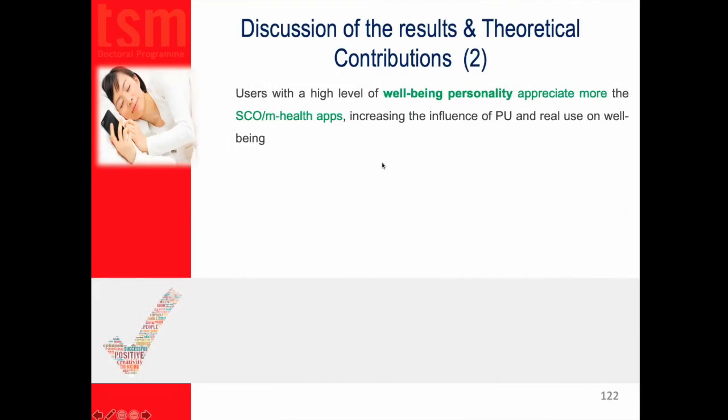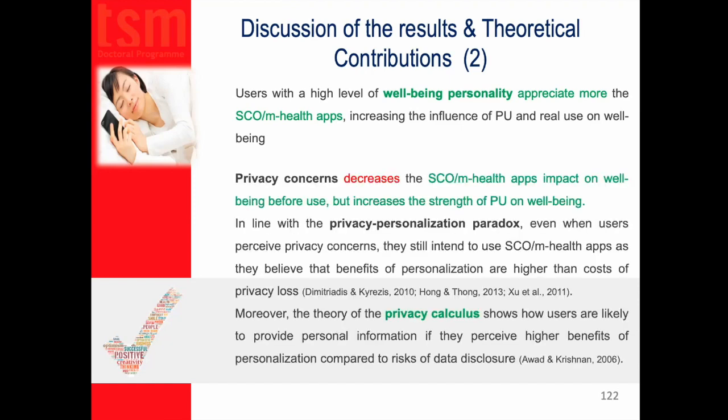Furthermore, we contributed by integrating the well-being personality, because such users appreciate mHealth apps more, increasing the influence of perceived usefulness on real use and on well-being. So there's a positive moderating, amplifying impact of perceived usefulness on real use and of real use on well-being. And privacy concerns decrease the mHealth's impact on well-being before use, but increase the strength of well-being on perceived usefulness after use. So this is in line with the personalization privacy paradox.